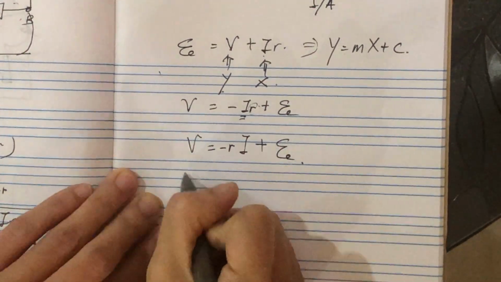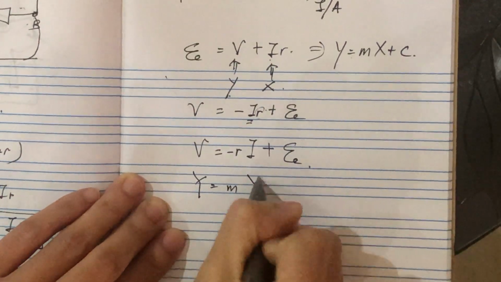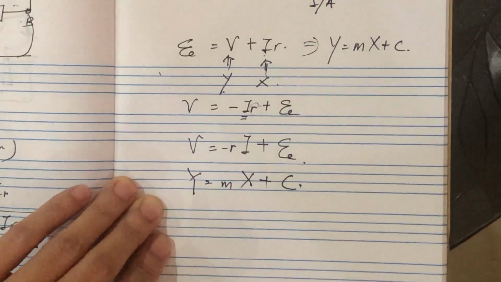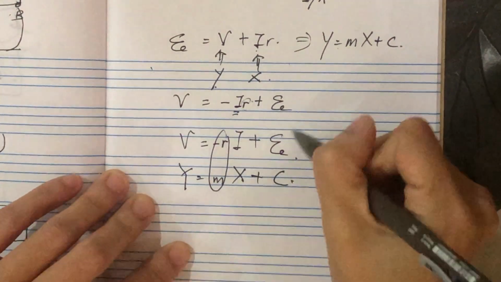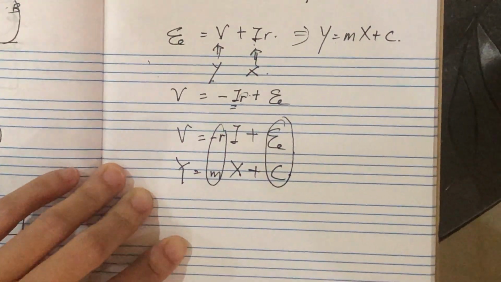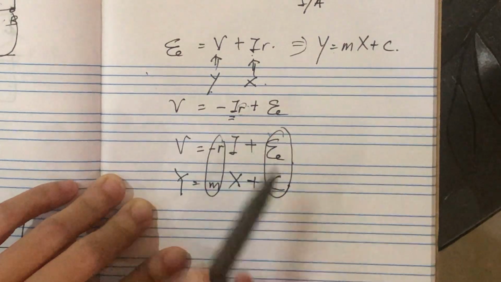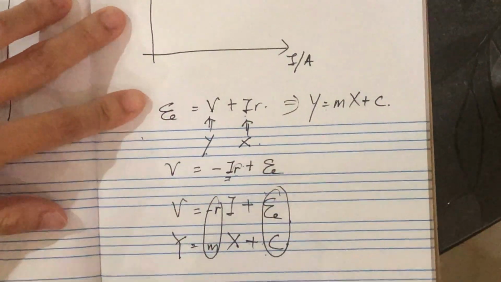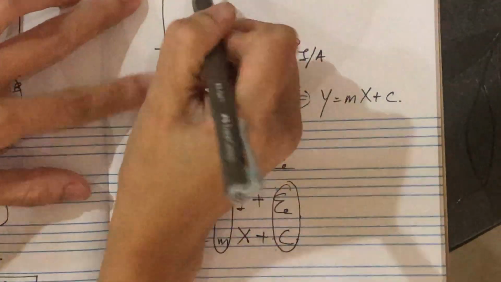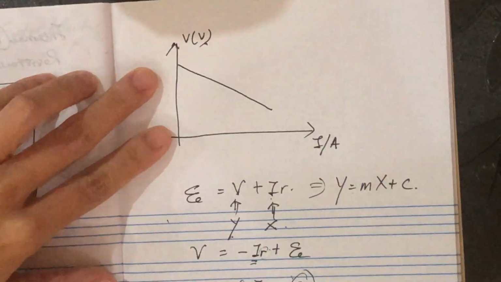Okay, so if I compare to y equals mx plus c, it is very clear that negative r is actually the gradient and EMF is actually the y-intercept. If you carry out the experiment and you connect your battery, then you will get a graph like this.